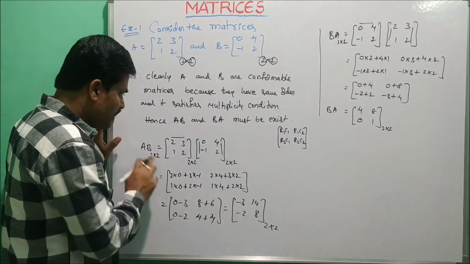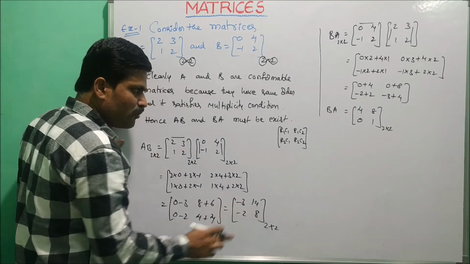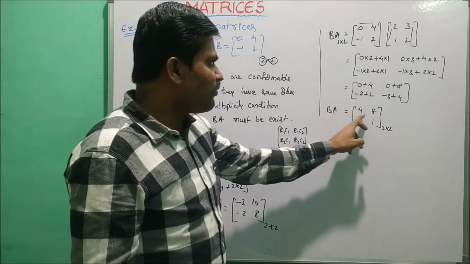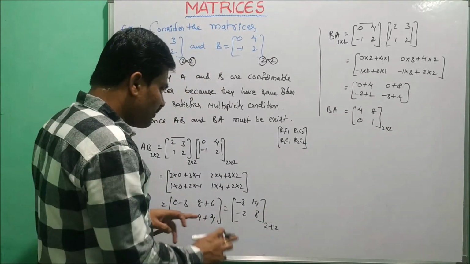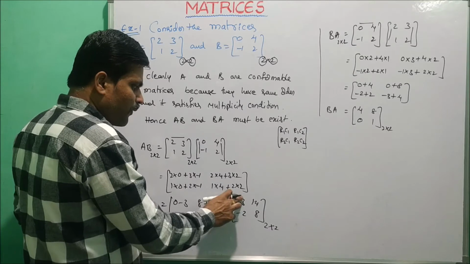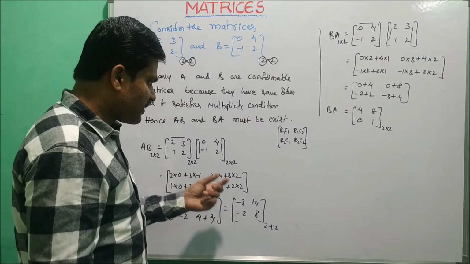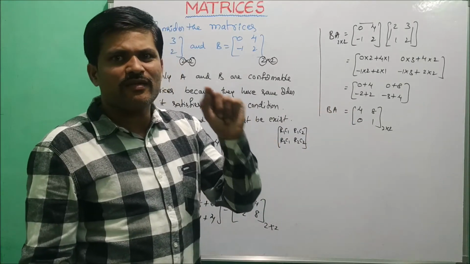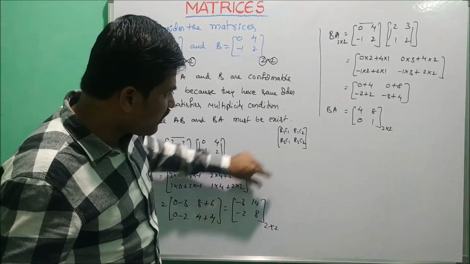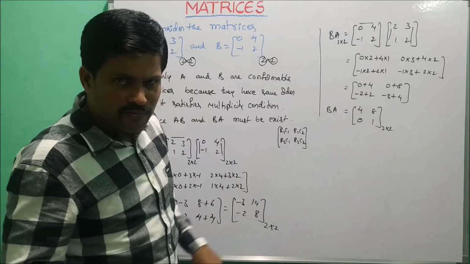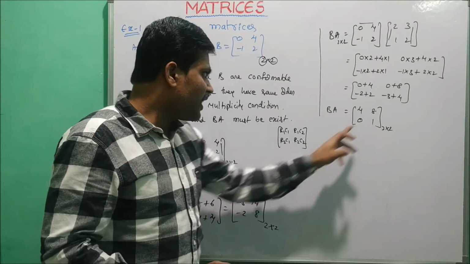Now we have to observe the elements. In the matrix AB, the elements are -3, 14, -2, 8, and the order is 2 by 2. In the matrix BA, the elements are 4, 8, 0, 1, and the order is 2 by 2. Here the orders are equal, but the corresponding elements, in the first row, first column, are -3 and 4. So at least in the given matrices, one element is not equal. Here the first element is not equal: -3 is not equal to 4, 14 is not equal to 8, -2 is not equal to 0, 8 is not equal to 1.